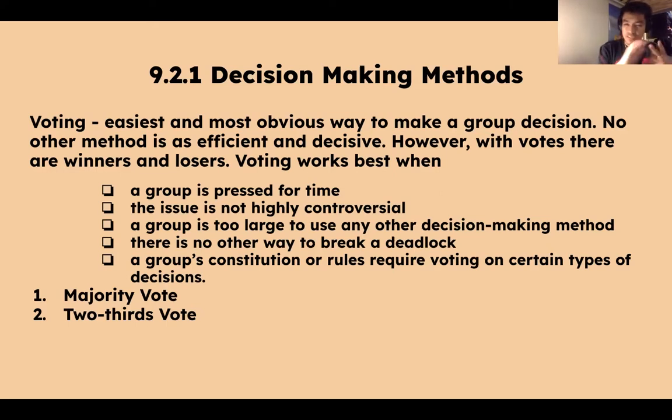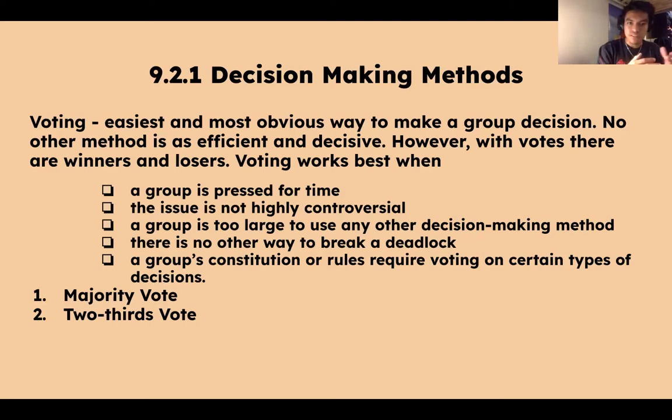The issue is not highly controversial. A group is too large to use any other decision-making method. There is no other way to break deadlock. A group's constitution or rules require voting on certain types of decisions. Just an example of that last one, a group's constitution or rules require voting on certain types of decisions.